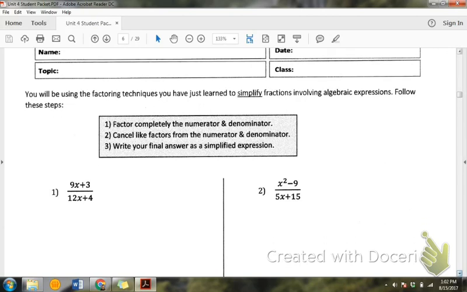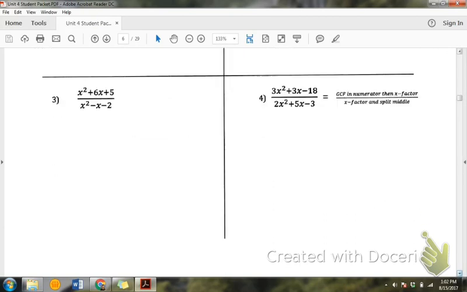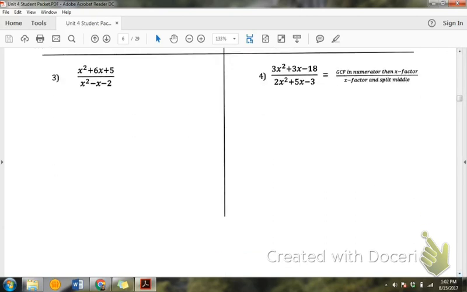Okay, so in example 3, we have a trinomial. How do we factor a trinomial? First of all, we always look for what? The greatest common factor. Dalton, is there a greatest common factor in the numerator? No. So then what are you going to do next? X. Excellent. You're going to X factor. So off to the side here where I have room, what two numbers multiply to get 5 and add to get 6?